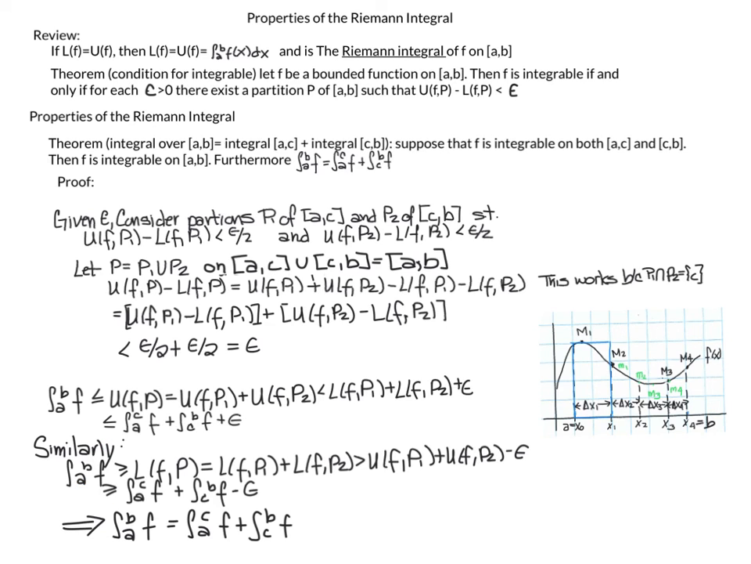Similarly, we have this string of inequalities that put the integral from a to b as greater than or equal to the integral from a to c of f plus the integral from c to b of f minus epsilon. Combining these two inequalities, we get the integral of f from a to b is equal to the integral of f from a to c plus the integral of f from c to b, which is exactly what we wanted to show.